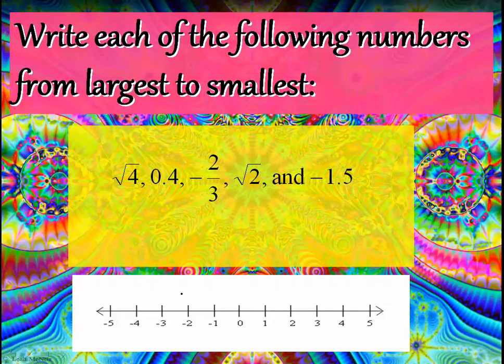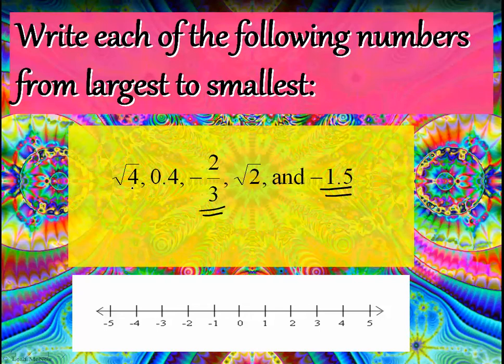Okay, so now we're going to extend on what we've done, and we're going to be writing each of the numbers in order from largest to smallest. Now notice, a common tendency is to write our numbers from smallest to largest, but notice that these definitions say to start with the largest number. So as I'm looking at these numbers, I know that all negative numbers are smaller than positive numbers. So these numbers, negative 2/3 and negative 1.5, cannot be my largest number.